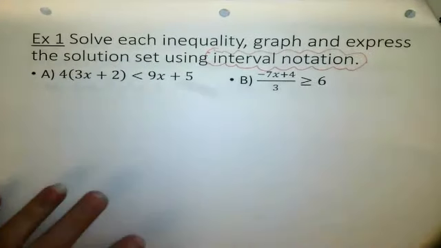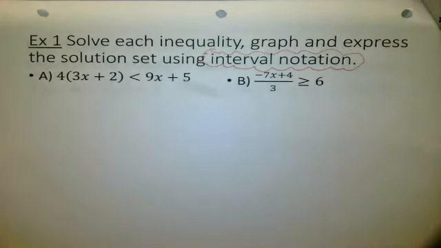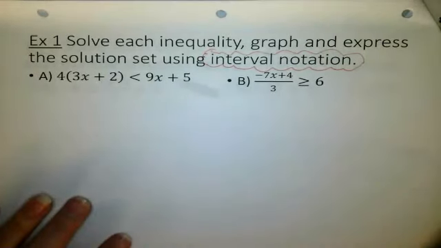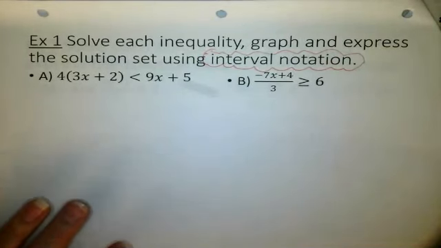So we have 4 times the quantity 3x plus 2 is less than 9x plus 5. What do you want to do first? Distribute. You're still all madly writing. Are you there or are you writing directions still? You're on directions?